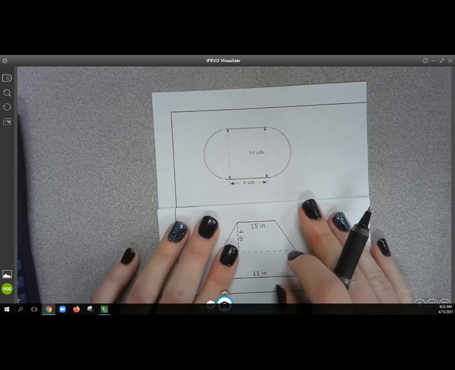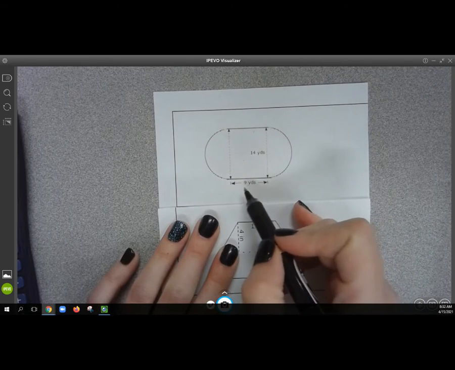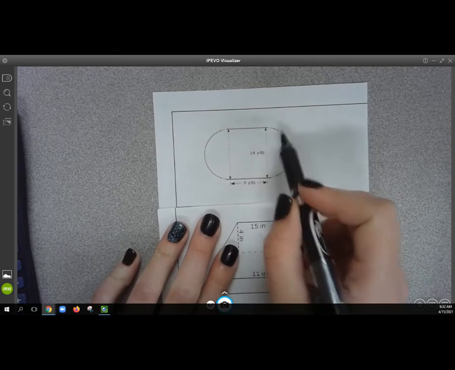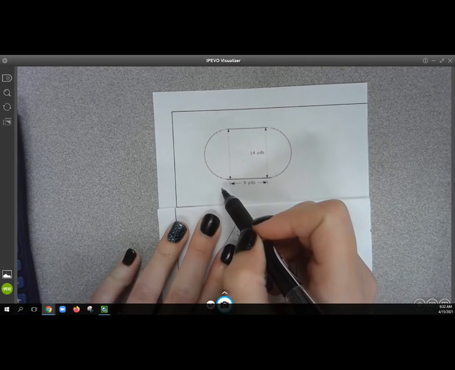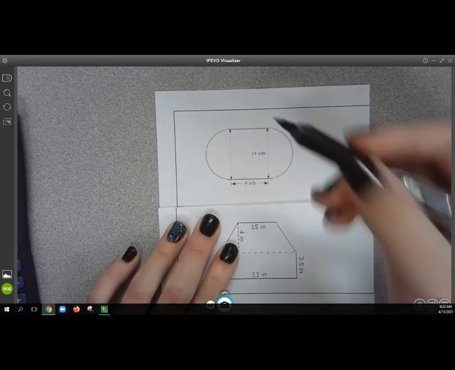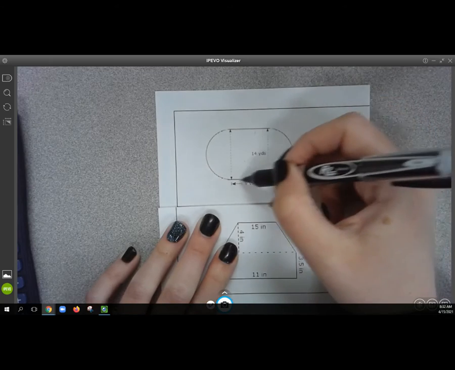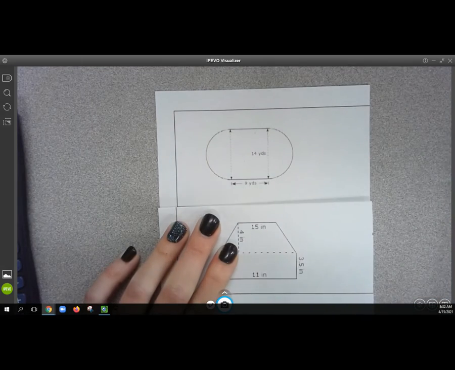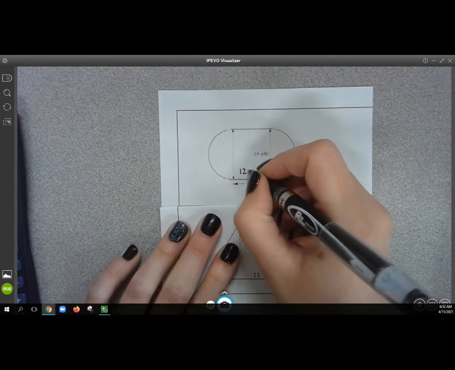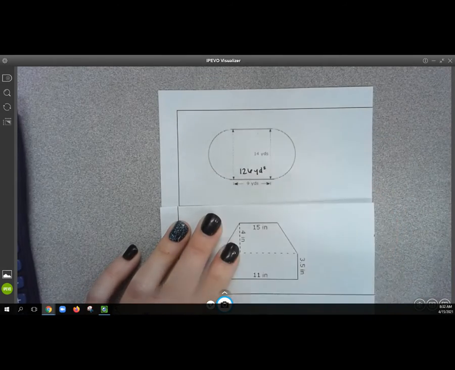Here's part 2 of some more of our composite shapes. Here you see we have this kind of a rectangle shape with semicircles onto either side. And let's think about what we know. We know this rectangle is 14 yards by 9 yards. So we could quickly figure out what the area of that is just by multiplying them. We get 126 square yards.